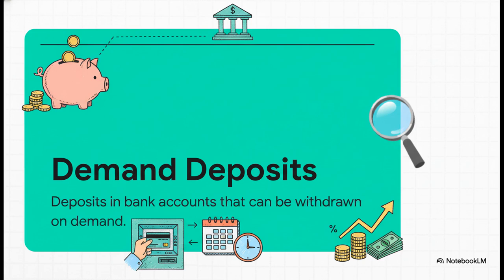Now let's talk about demand deposits. When we deposit our extra cash in a bank, it's safe, and the bank even pays us interest. We can withdraw this money whenever we need it, or on demand. That's why they're called demand deposits. This money in the bank is also a form of modern money.